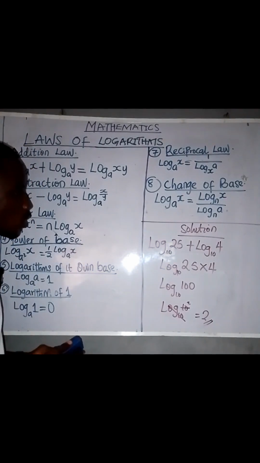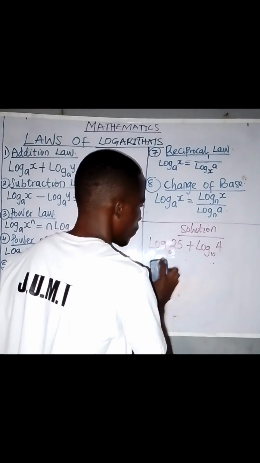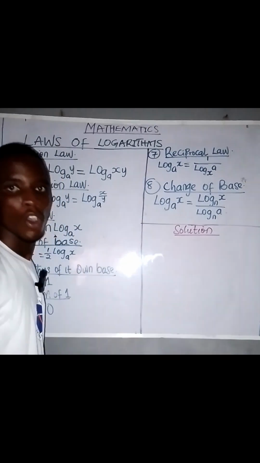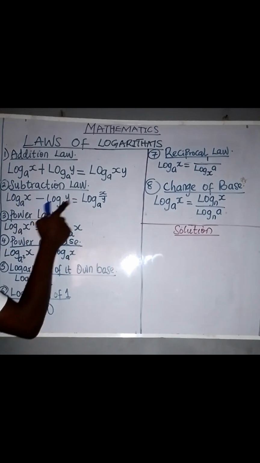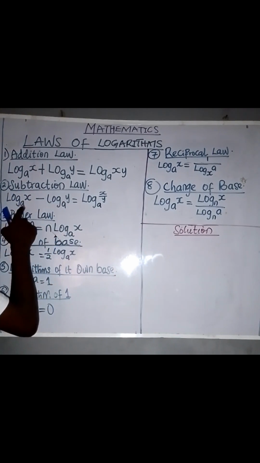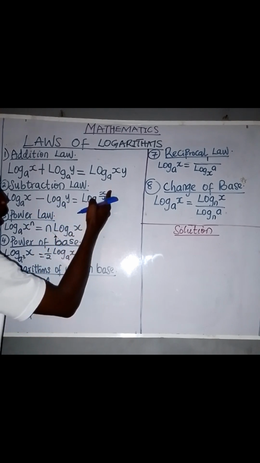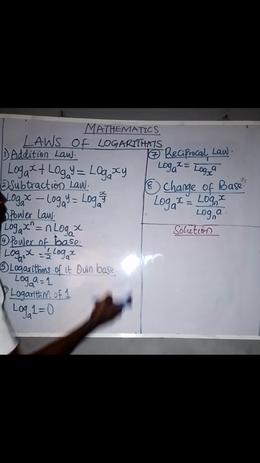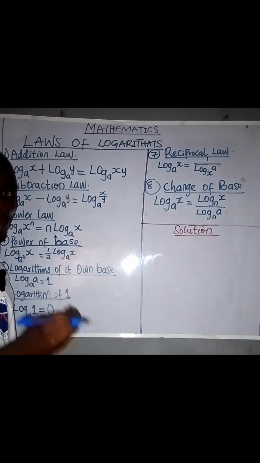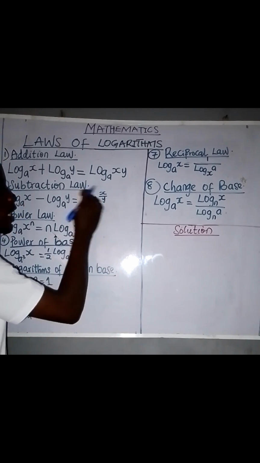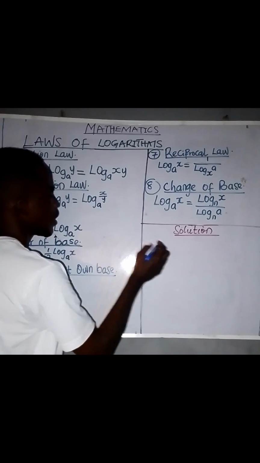Okay, we'll move to the second law, which is the subtraction law. The subtraction law says log a x minus log a y equals log a of x over y. This simply means when you are subtracting logs of the same base, you have to divide the numbers. So for instance, let's take this example.